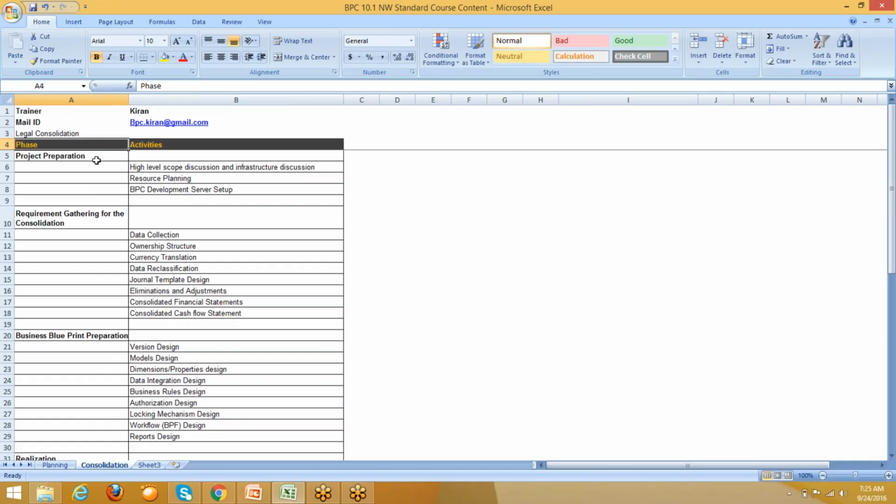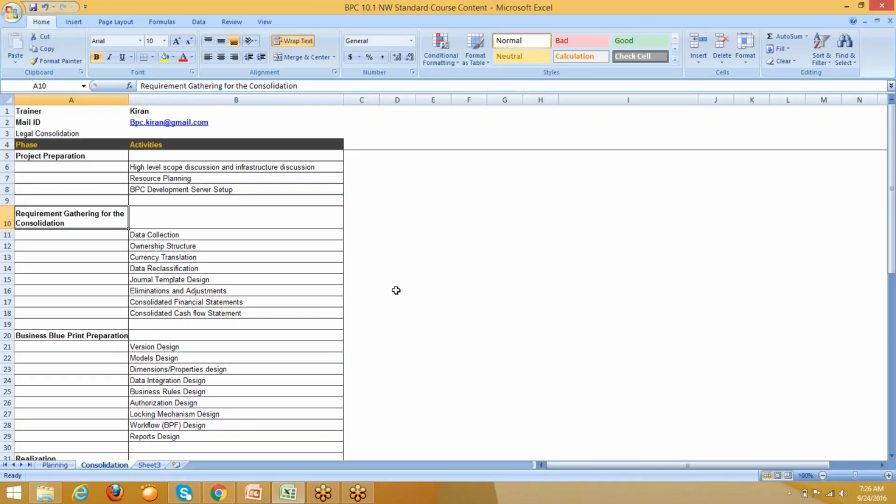Project preparation, the same thing. We have to understand high level scope and infrastructure, resource planning, BPC development server. In high level scope discussions, we have to understand what accounting principles they have, what ledgers they have, whether they want to implement IFRS or local GAAP, US GAAP, which GAAP they want to implement. These things you have to understand with high level scope.